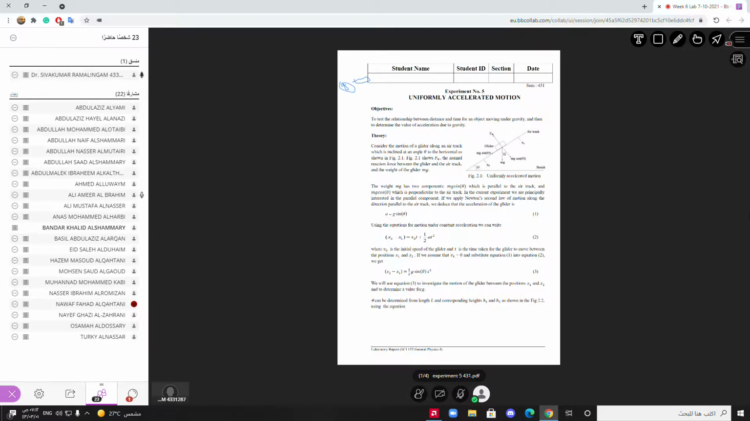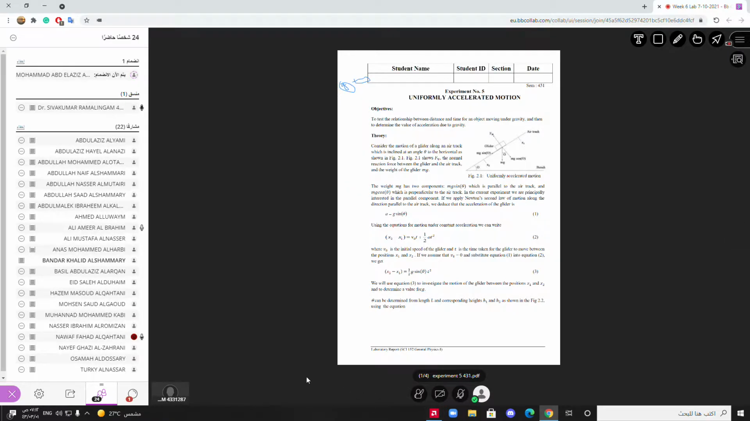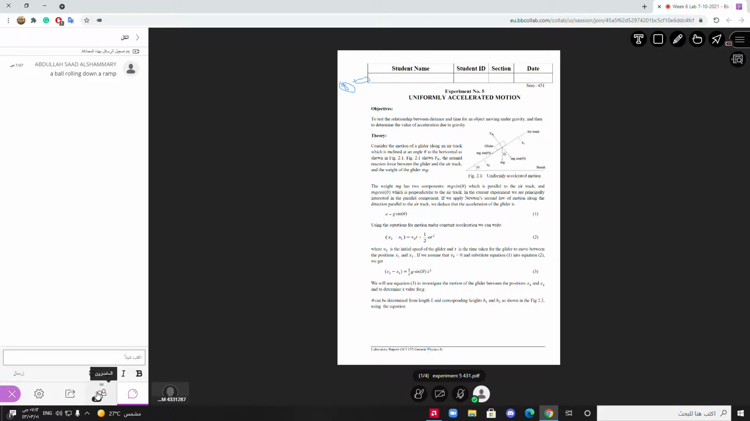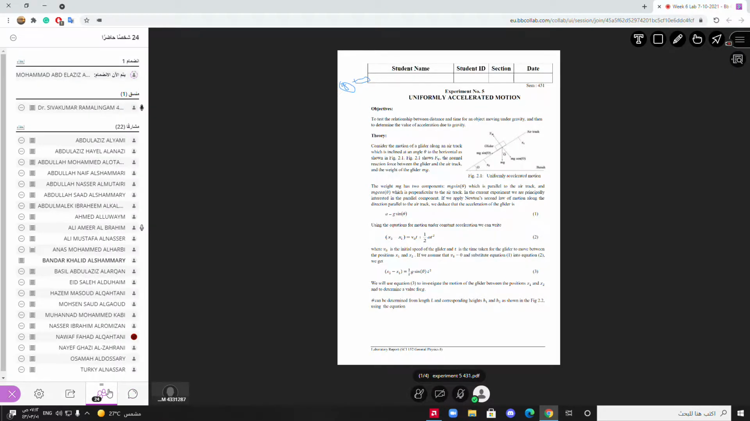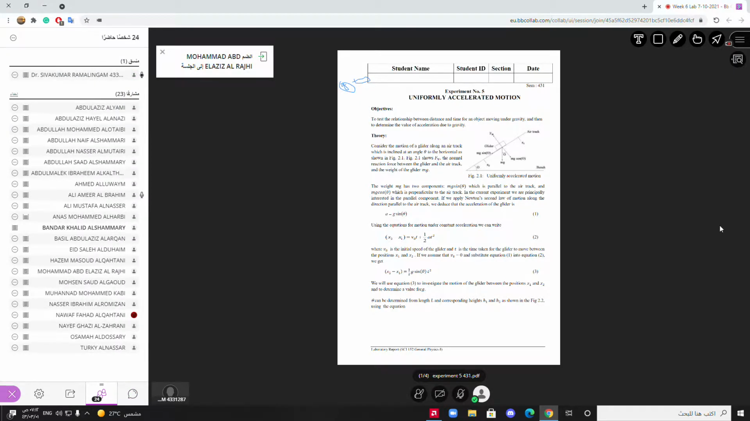Can you compare this experiment and experiment number 1? Experiment number 1 was the freely falling body. We also calculated g using a freely falling body, which is also uniformly accelerated motion. Now we are also going to calculate the acceleration due to gravity using uniformly accelerated motion, but the motion of the object is different from the previous one. In the first experiment, the object was traveling in a straight line. Now the object is moving on a slanting plane, right?